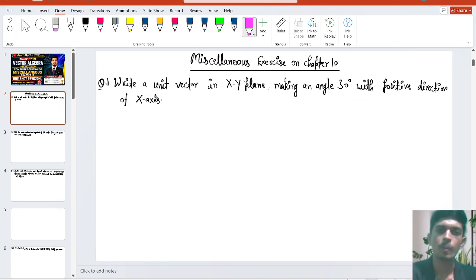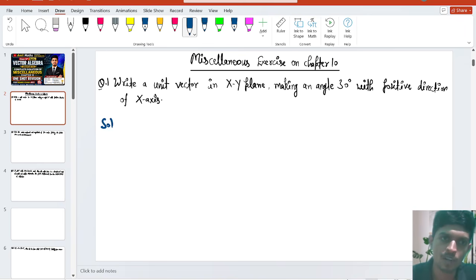So our topic today is the miscellaneous exercise on chapter 10. There is the first question here. We need to find a unit vector in the xy plane making an angle of 30 degrees with the positive direction of the x-axis.